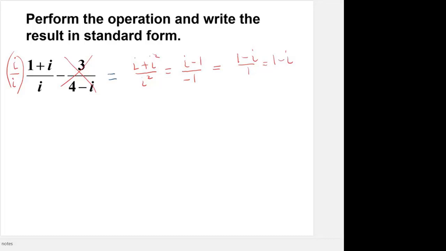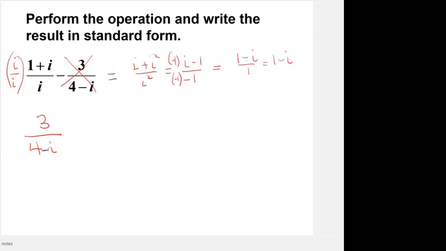I don't know if you got that. So I'm multiplying by negative 1 over negative 1. That way I have a positive i in the denominator. Now I'm going to do the same thing here. I have 3 over 4 minus i. So what do you think I can multiply that by? Could you just multiply by 4 minus i? Or not 4 minus i, the conjugate, which is 4 plus i.